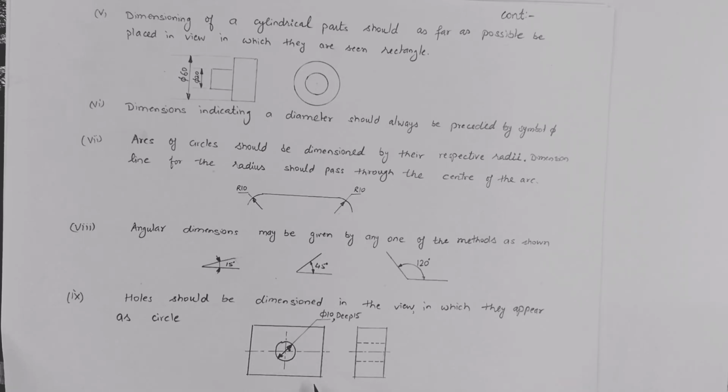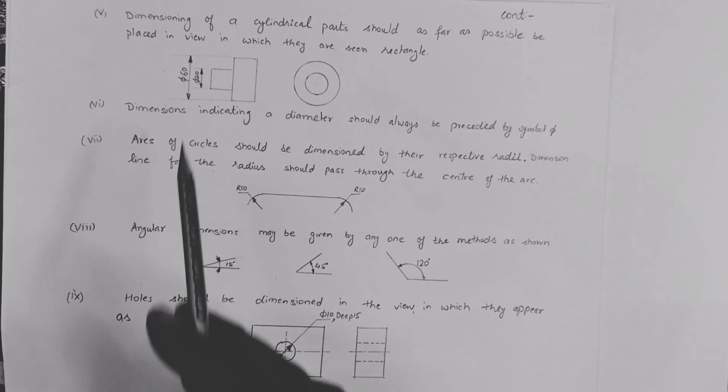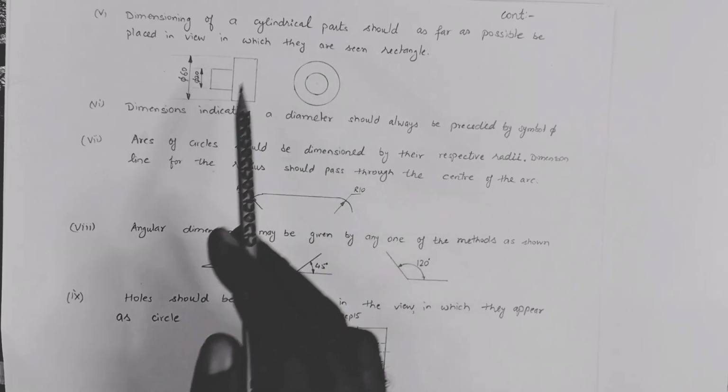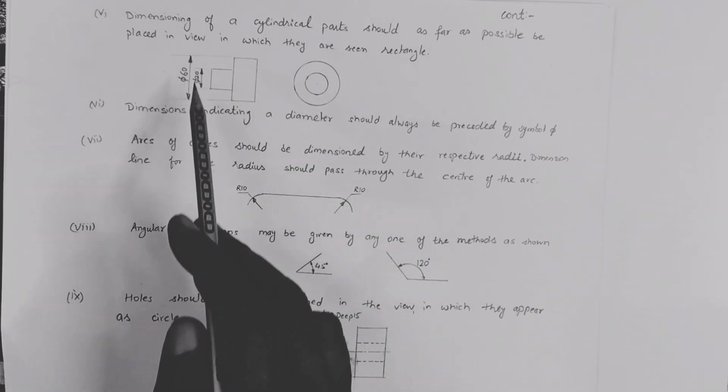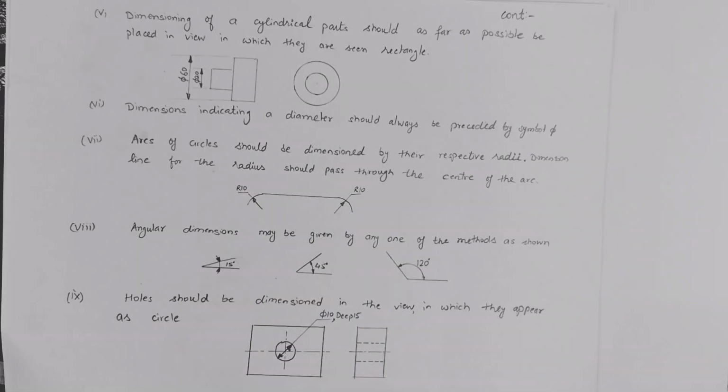So we have to make it clear, in the case of a hole we dimension in the view in which it looks like a circle, but in the case of cylindrical parts we will dimension in the view in which they appear as a rectangle.